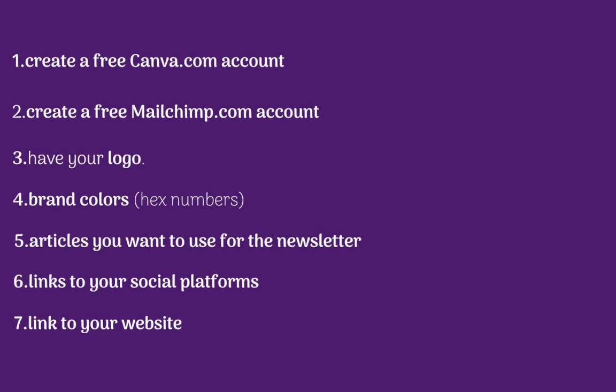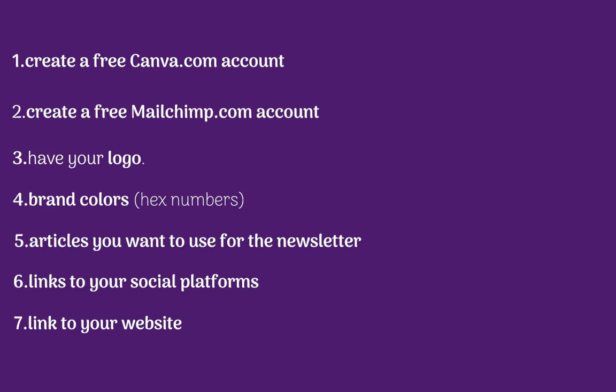So here's what you're going to want to have for this tutorial. Go ahead and create a free canva.com account, create a free MailChimp account, and have those both open now. You can have your logo file ready. You can have your brand colors, and you can have the hex numbers ready. That would be great, and I'll show you where you can put those in. You're going to want the articles you want to use for the newsletter, the text and the images. You want links to your social media accounts, and a link to your website. If you don't have those handy, you can go ahead and pause this video and go grab those, and then start the video again.